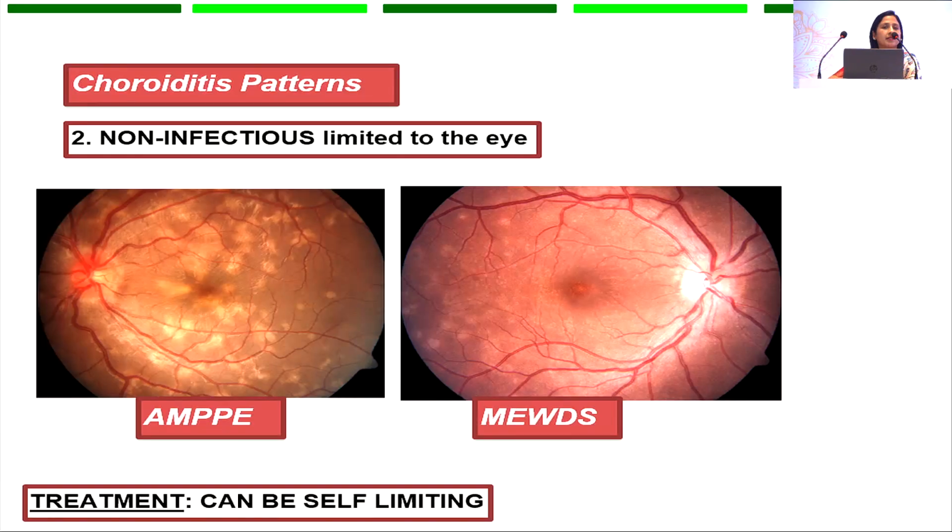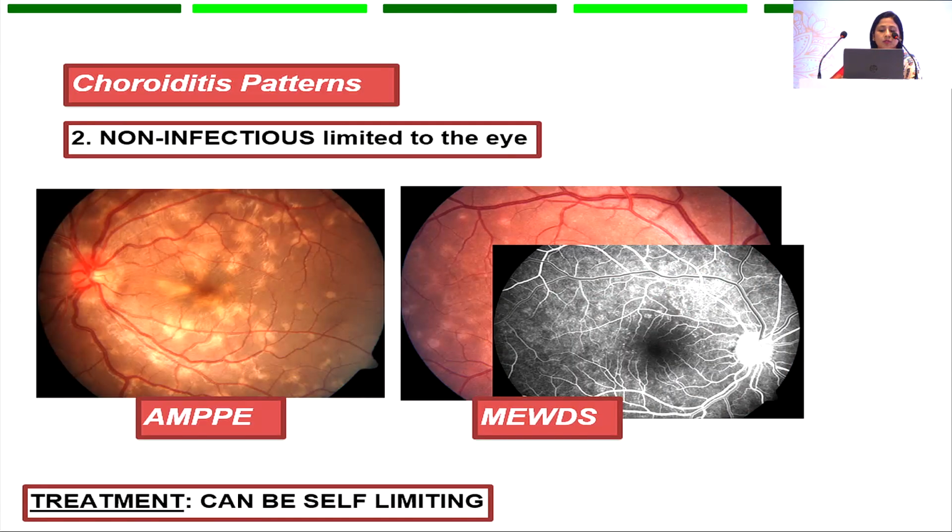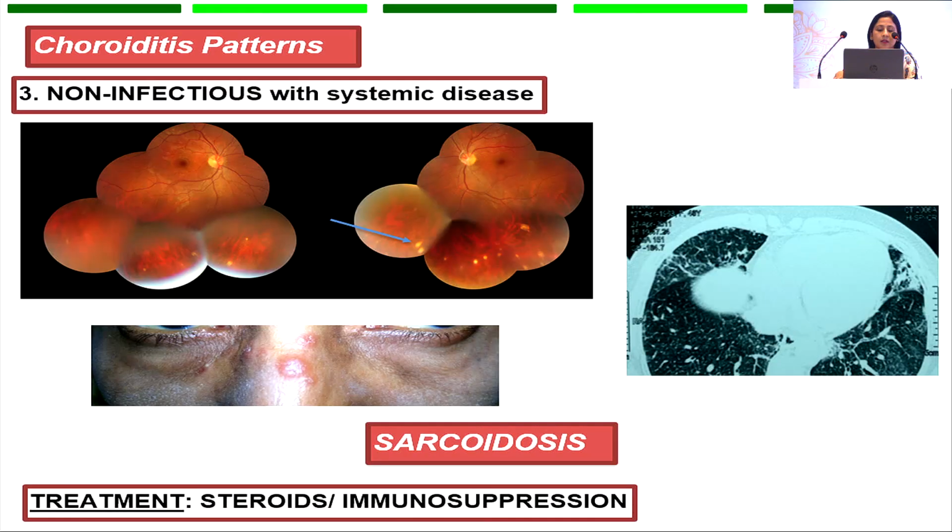The non-infectious types of choroiditis patterns can be APMPPE and MEWDS. The MEWDS, this is the typical wreath pattern that is spoken about, and luckily they are self-limiting, or sometimes you may need oral steroids.